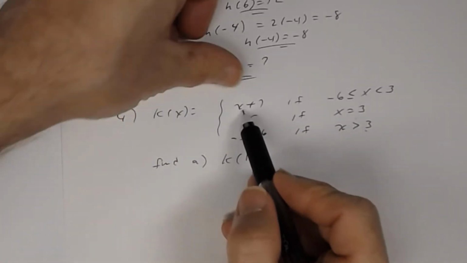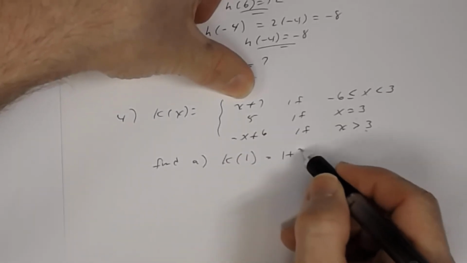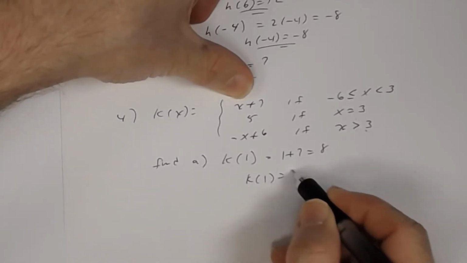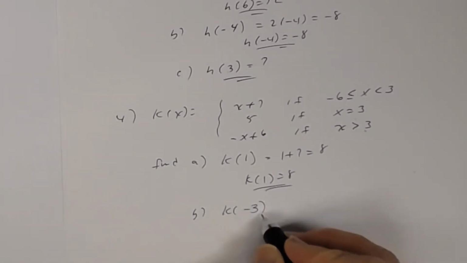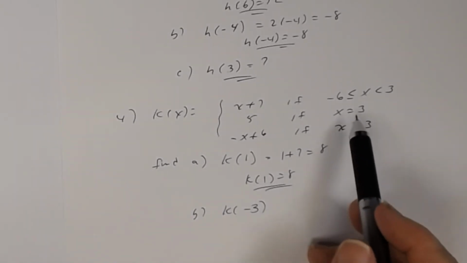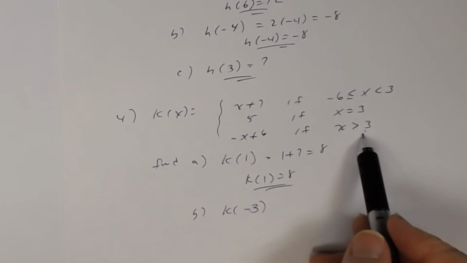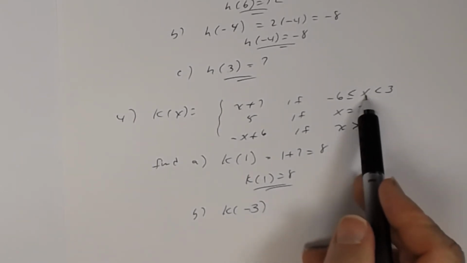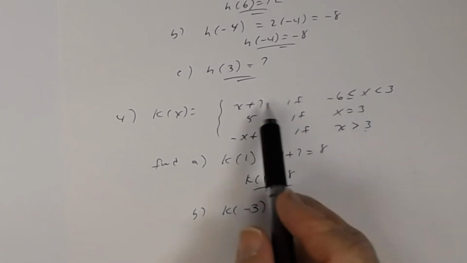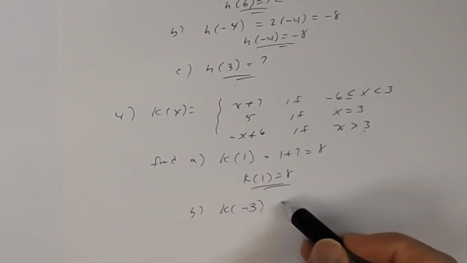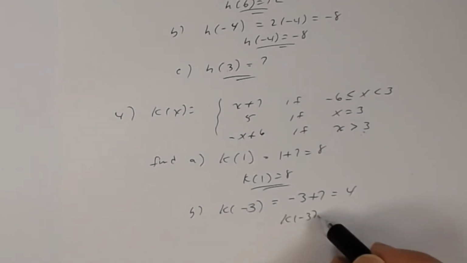So you're going to use the top equation. Remember x is 1, so it becomes 1 plus 7, which is 8. So k of 1 is equal to 8. B, let's suppose you want to find k of negative 3. Which one are you going to use? Is negative 3 here or here? Well, it's here, because negative 3 is less than 3 and negative 6 is less than or equal to negative 3. So we use the top equation again. That becomes negative 3 plus 7, which is 4. So k of negative 3 is equal to 4.